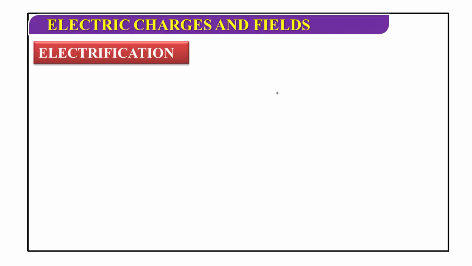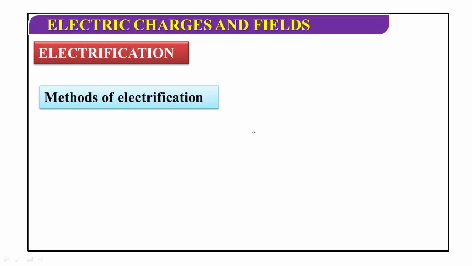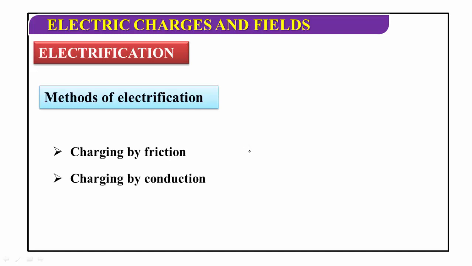There are certain methods to charge a body. Now we will discuss them one by one. These are called the methods of electrification. The first one is charging by friction. The second one is charging by conduction, and the third one is charging by induction. Now we will see them one by one.